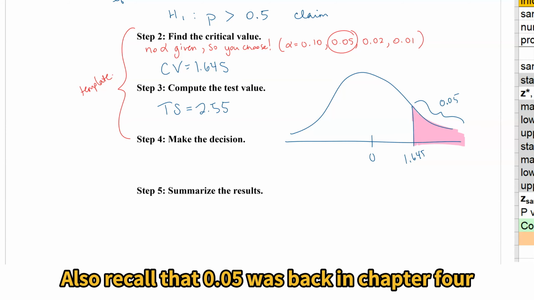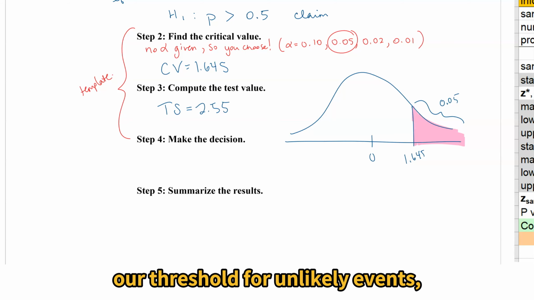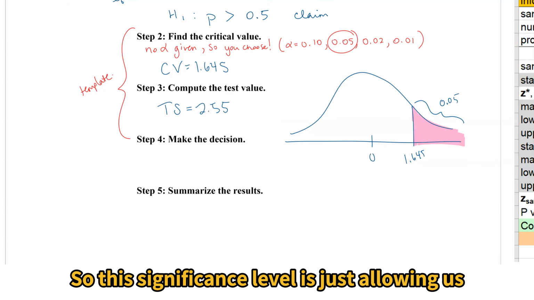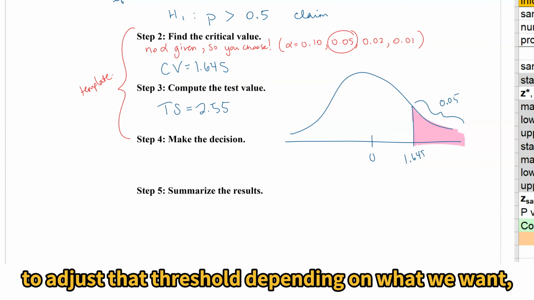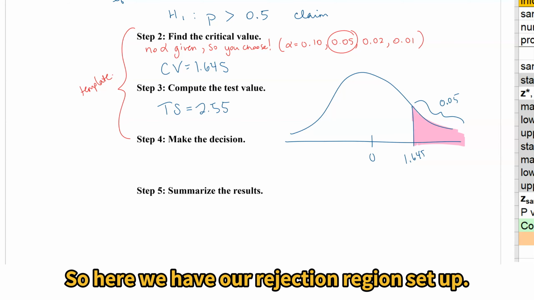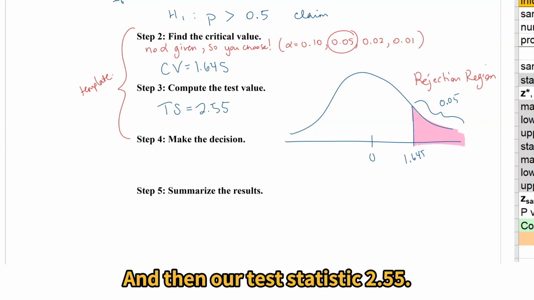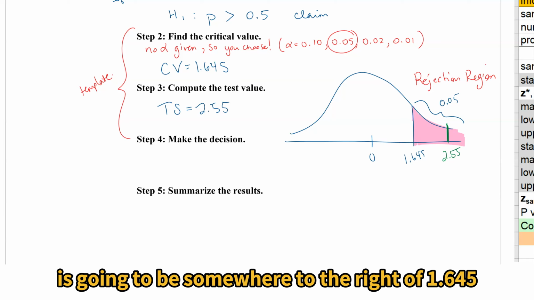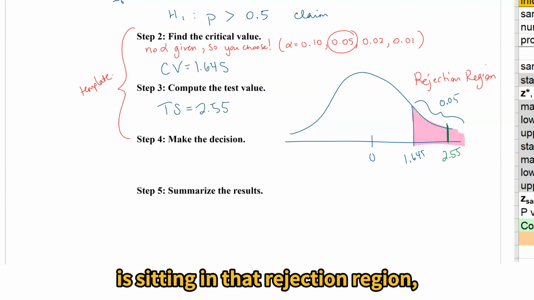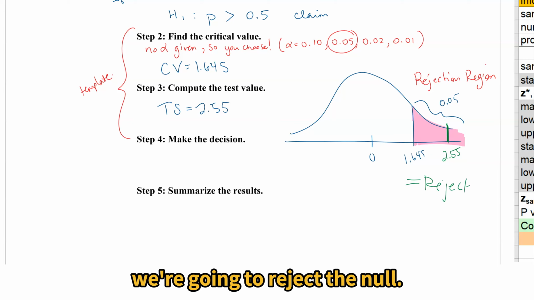Also recall that 0.05 was, back in Chapter 4, our threshold for unlikely events. Chapter 4, Chapter 5, Chapter 6. So this significance level is just allowing us to adjust that threshold depending on what we want. So we don't have to stick it at 0.05 all the time. Here we have our rejection region set up, and then our test statistic, 2.55, is going to be somewhere to the right of 1.645 because it's greater than. Since 2.55 is sitting in that rejection region, we're going to reject the null.